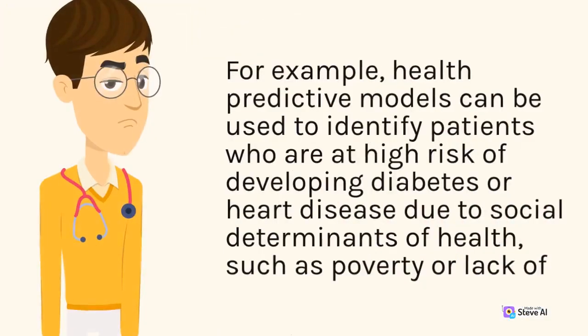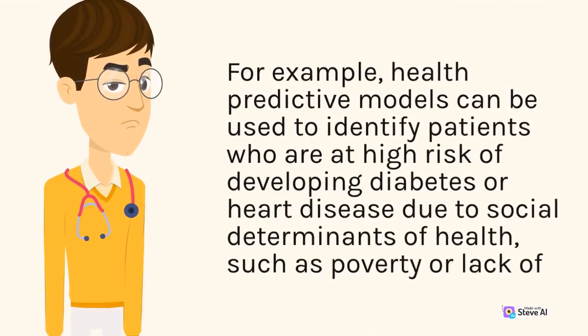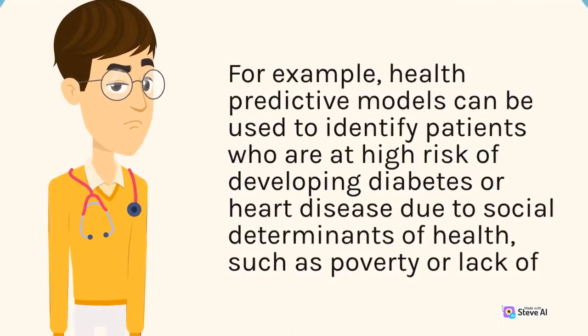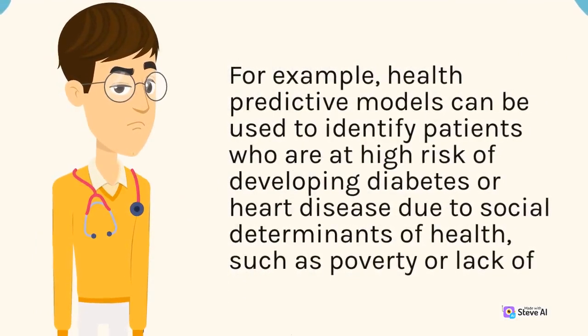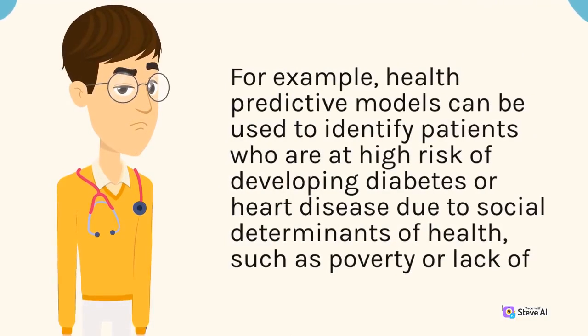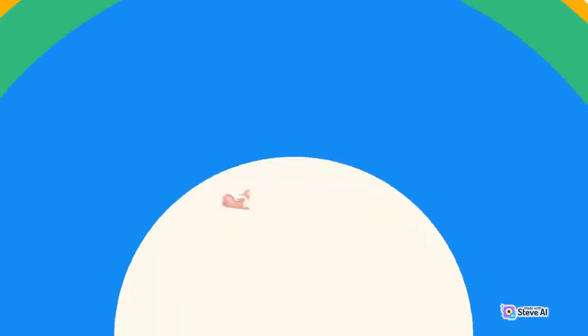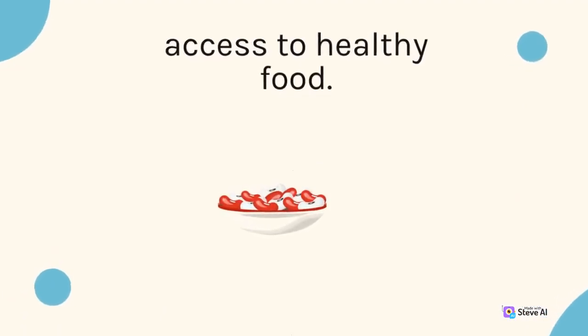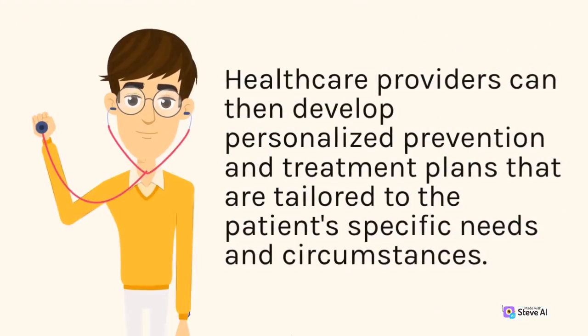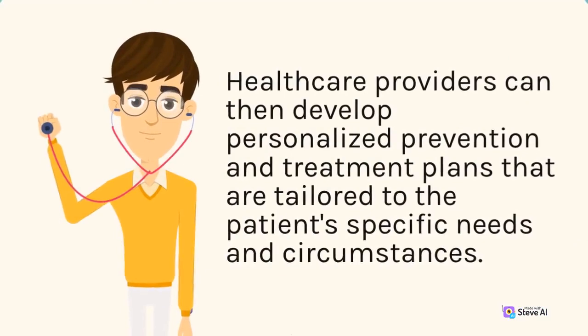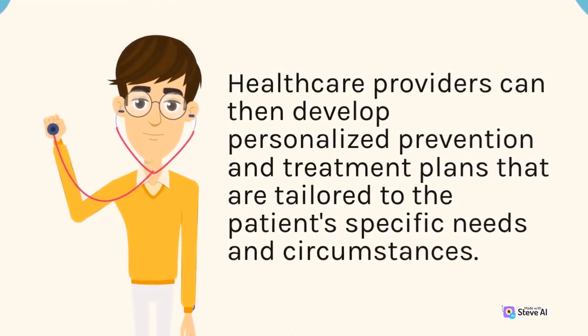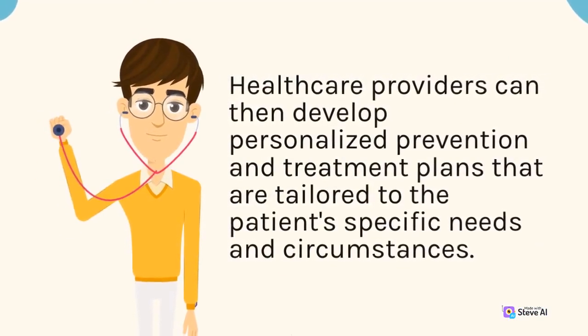For example, health predictive models can be used to identify patients who are at high risk of developing diabetes or heart disease due to social determinants of health, such as poverty or lack of access to healthy food. Healthcare providers can then develop personalized prevention and treatment plans that are tailored to the patient's specific needs and circumstances.